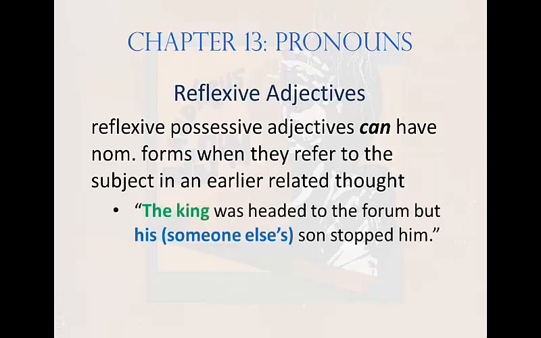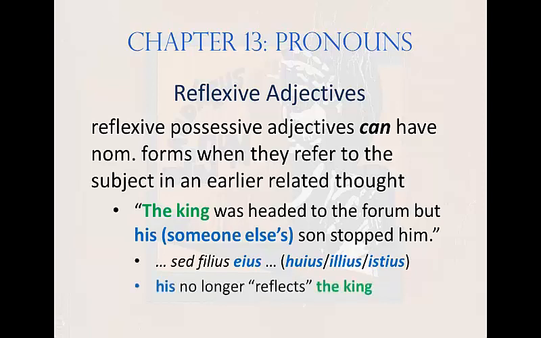Now, if it were someone else's son who stopped the king, that seems unlikely, but let's go with it, the his is no longer reflexive. In that case, Latin would use eius for his, filius eius, or huius, illius, istius if you were pointing at him in a condescending manner, which would almost certainly be the king's perspective. Because the his no longer reflects the king.